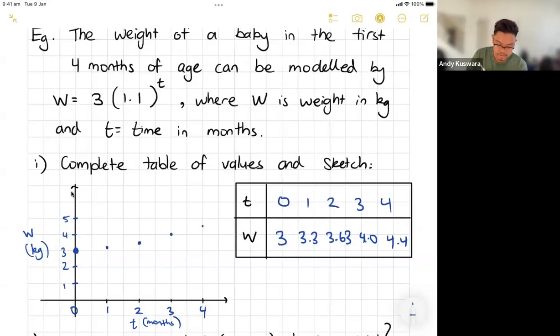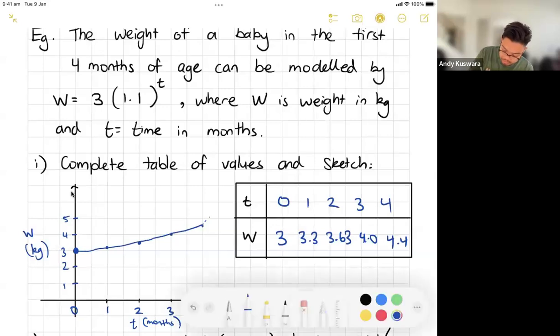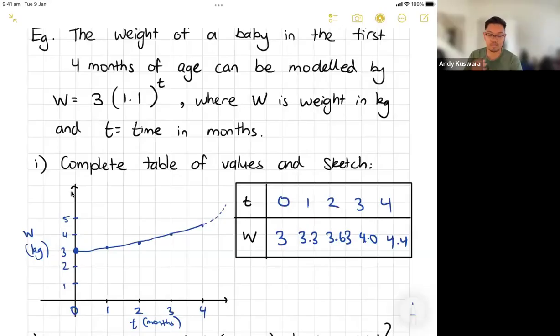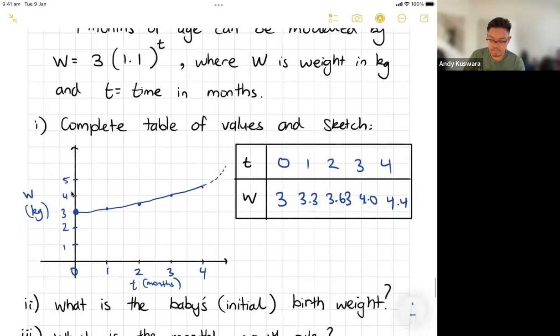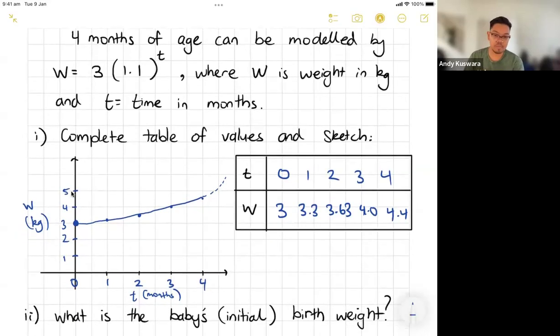And you can see it's not perfect, but you can see that there is a very slight upward curve. And if we were to keep going, I assume it would give a little bit of a curve, but it's not there. So this is only for the first 4 months. So we've done the first 4 months, we've plotted the points, we've sketched it. Now, what is the baby's initial birth weight?